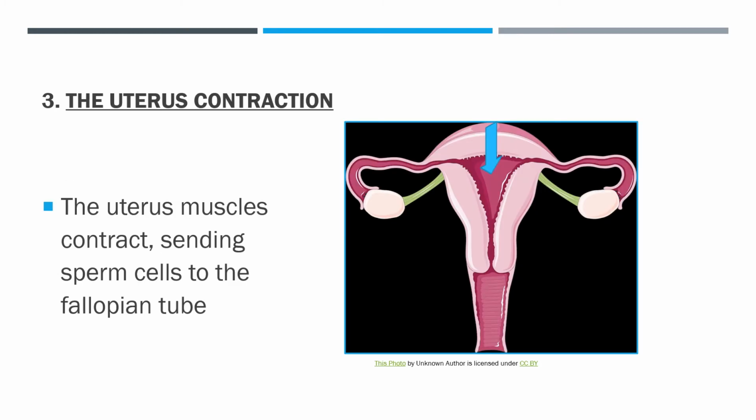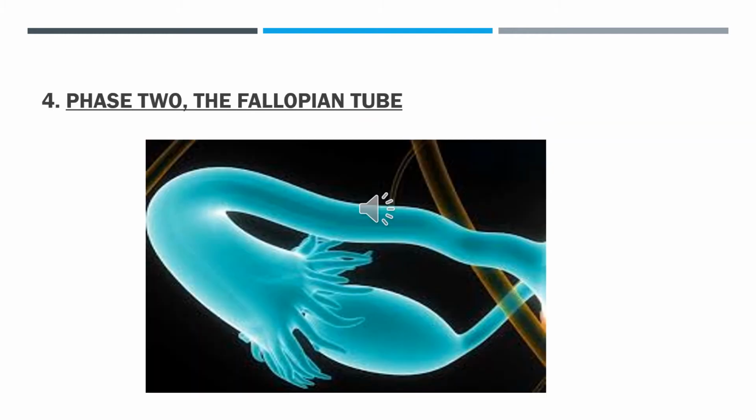What happens in the uterus is that when the sperm cells reach the uterus, the muscles of the uterus start to contract. They squeeze. You know, when you squeeze something, anything that is inside it will come out. It will be expelled. So when these muscles contract, they send these sperm cells to the fallopian tubes. So now the sperm cells have gone through the vagina and its acidic environment. They went through the cervix. They went through the uterus. Now they are in the fallopian tube.